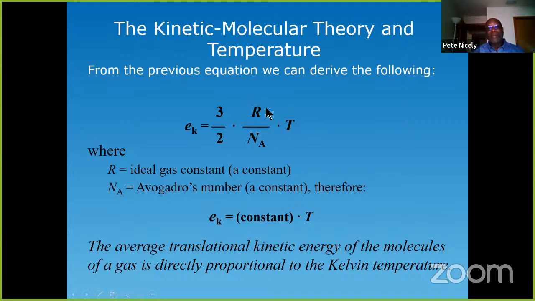So basically, what we have right here is a collection of constants. We can just call this one big constant, which is represented here. What that tells us is that the average translational kinetic energy is directly proportional to the temperature in Kelvin, right? What that means is that the higher the temperature of a gas, the greater the average kinetic energy. All right, so that's the result of the kinetic molecular theory. As I said before, you don't need to know these equations, but you do need to know the relationships between, for example, the kinetic energy and the temperature.